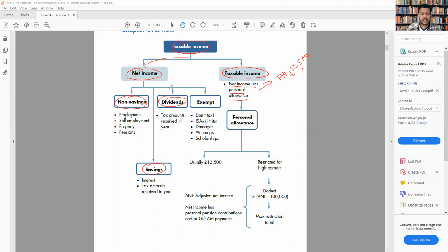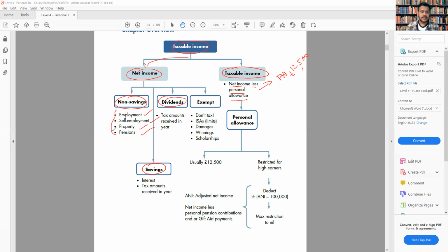Now, the non-savings income comes from different sources. The first one is employment. So whatever money I receive because I work for some company or somewhere, that is called non-savings income. Then you have self-employment. This is also non-savings. Property, non-savings. Pension, non-savings. So all these 4 incomes are non-savings income. We have to be very careful because you have to remember all of this.